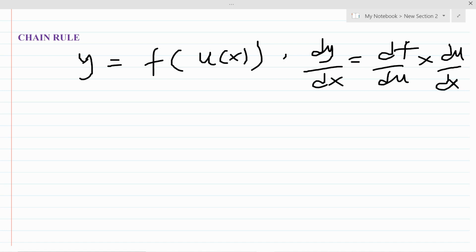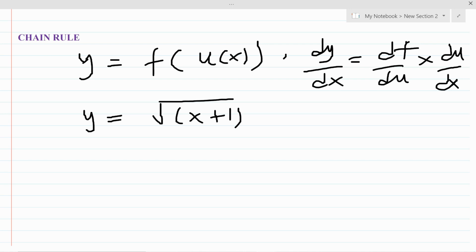Alright, so a typical example is this. Let's say y is equal to the square root of x plus 1. Now if you can see in the chain rule, what we do is that you always see one of the functions, or there's a function inside something.